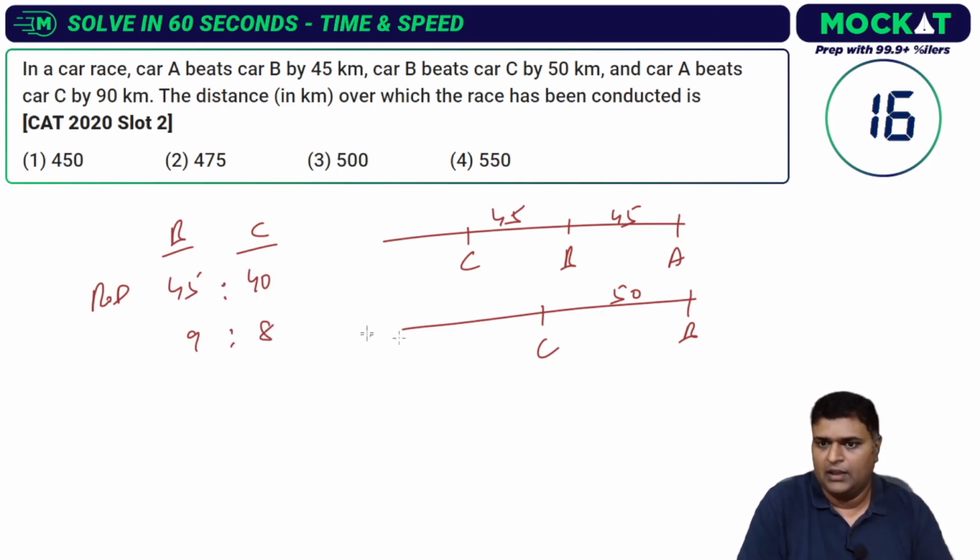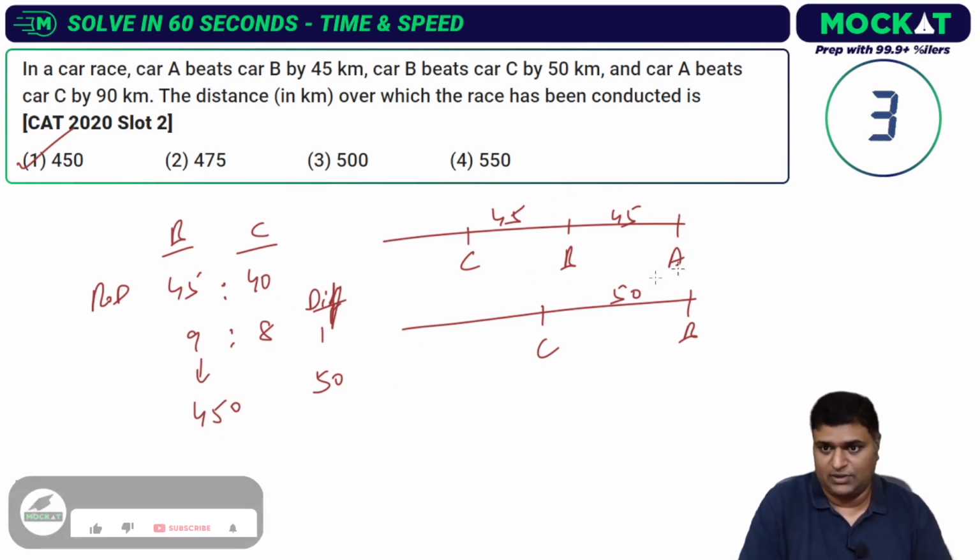Now, the gap over here, when B completes the race, the difference is one part, and that is 50 kilometers. The total race is that of 9 parts, which is what B has covered. That comes to 450 kilometers, and option 1, 450, becomes the answer for this question.